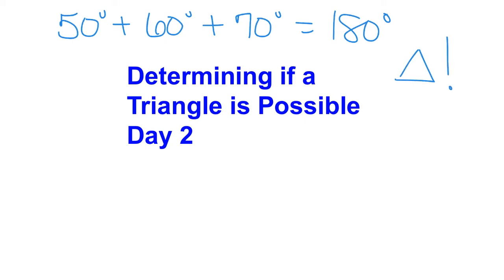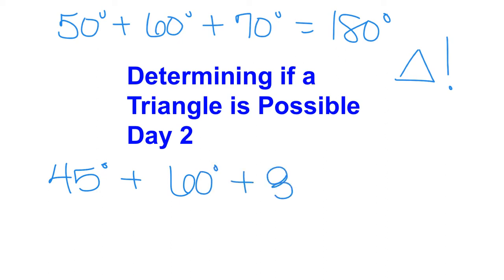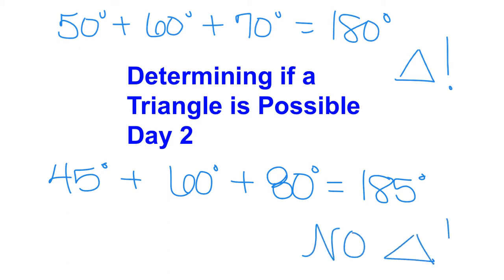So let's try one more. 45 degrees, and we're going to add it to 60 degrees, and we're going to add it to 80 degrees. And I want to know if 45, 60, and 80 can give me a triangle. And when I add them together, I get 185 degrees. That tells me that I cannot make a triangle with those given angles. So testing your angles is going to be very important because we need to be able to determine if I have a triangle.